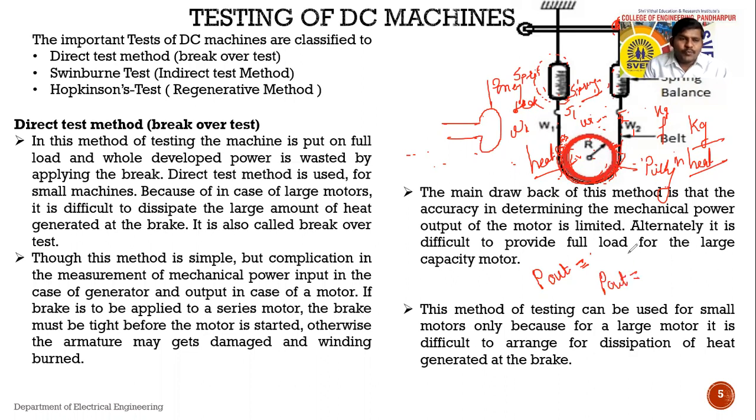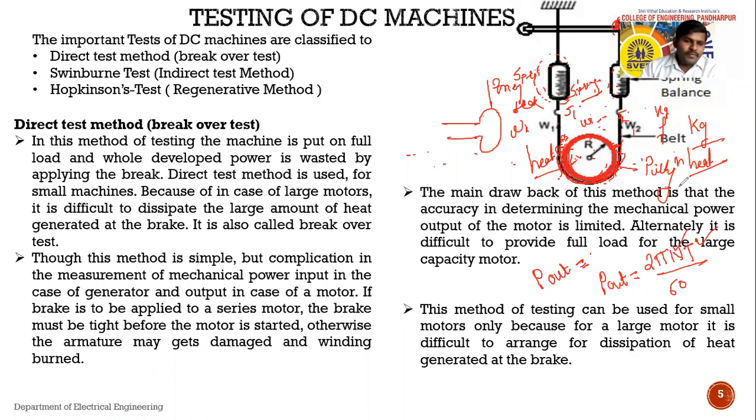P out, that is output power, is equal to 2 pi NT divided by 60. What is N? N is nothing but the speed of the motor. T is nothing but the torque of the motor. So from this formula we are able to calculate or measure the mechanical power output. We are able to calculate mechanical power input in case of a DC generator, and the output power in case of a DC motor.